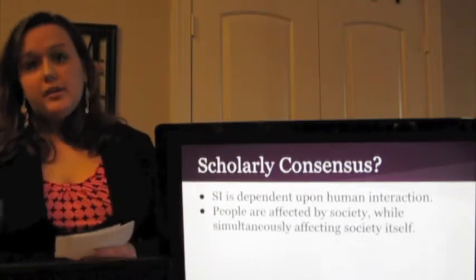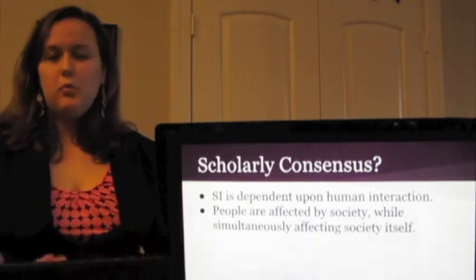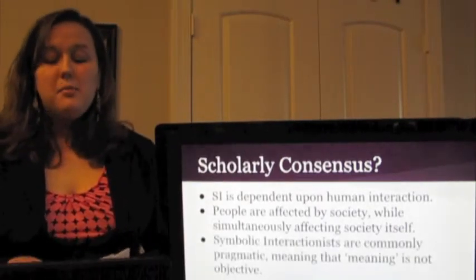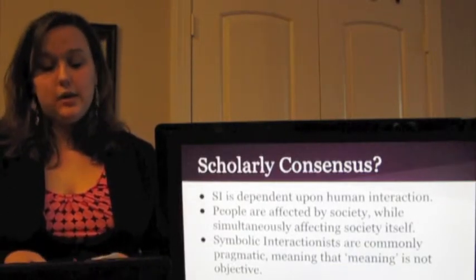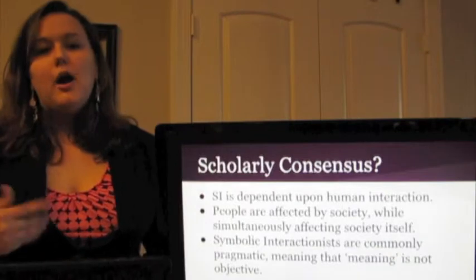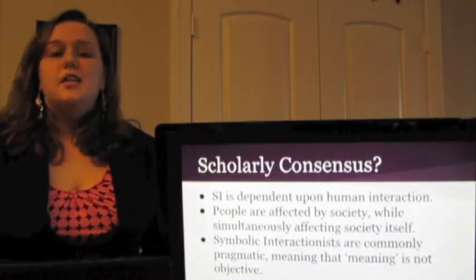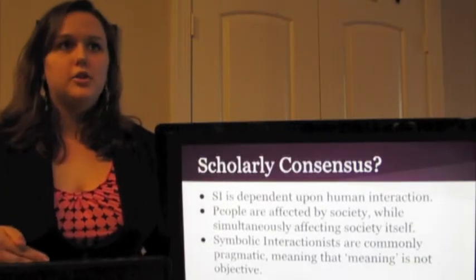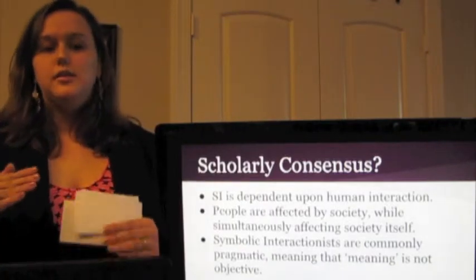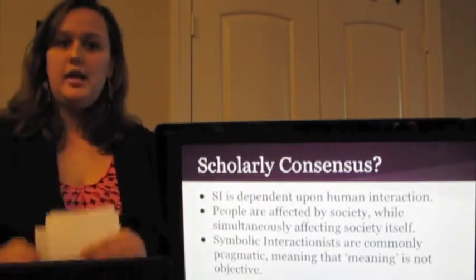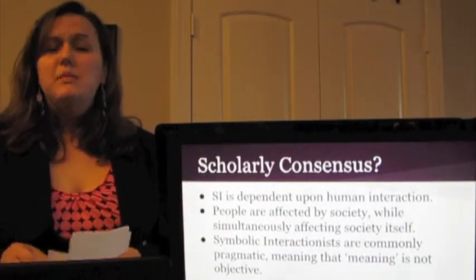Another thing is that people are affected by society while simultaneously affecting society itself, and we kind of went over that already. But another thing that scholars typically concur on within this theory is that it's a very pragmatic attitude, and that meaning is not necessarily objective. As you can see, symbolic interactionists focus on the constant flux. It's constantly changing, the self interacting with society and the society interacting with the self. And so in their eyes, meaning is not objective.